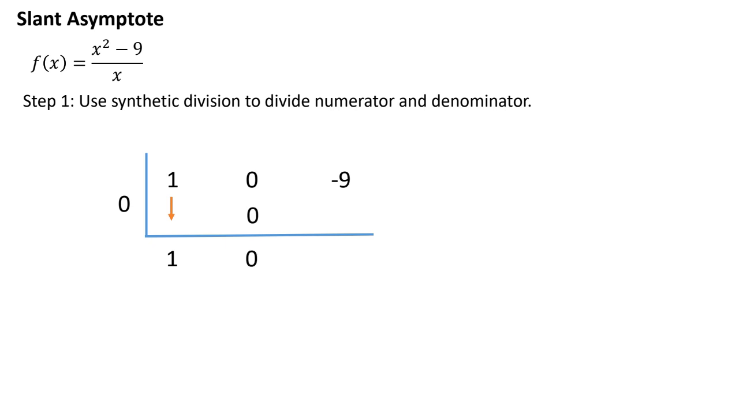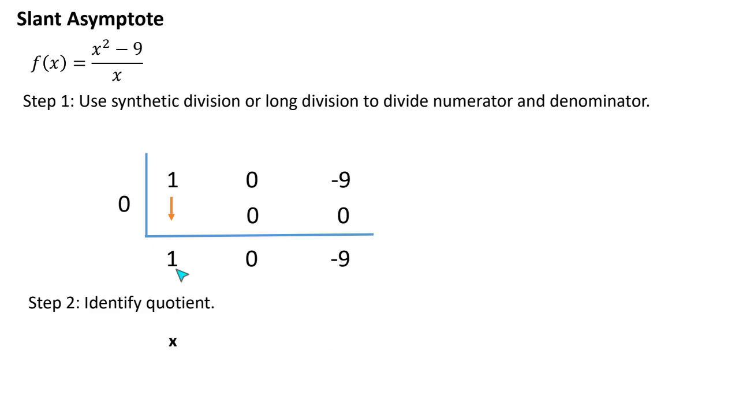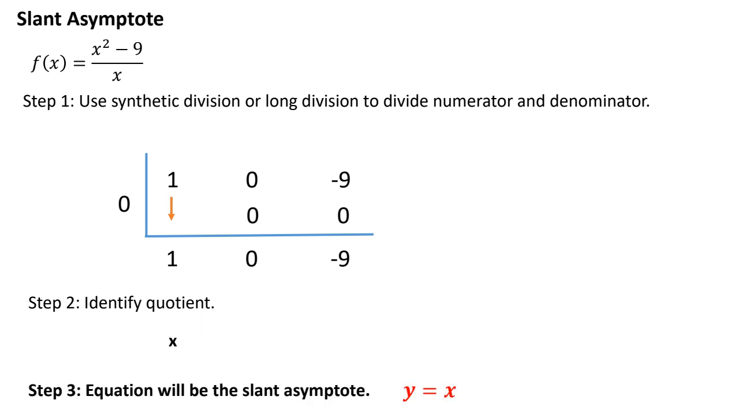We bring down the 1, 1 times 0 is 0, plus 0 is 0. 0 times 0 is 0. And negative 9 plus 0 is negative 9. So the quotient is going to be x, and negative 9 is your remainder. So x is your quotient, and that's what's going to be your slant asymptote. And we write it as y equals x.